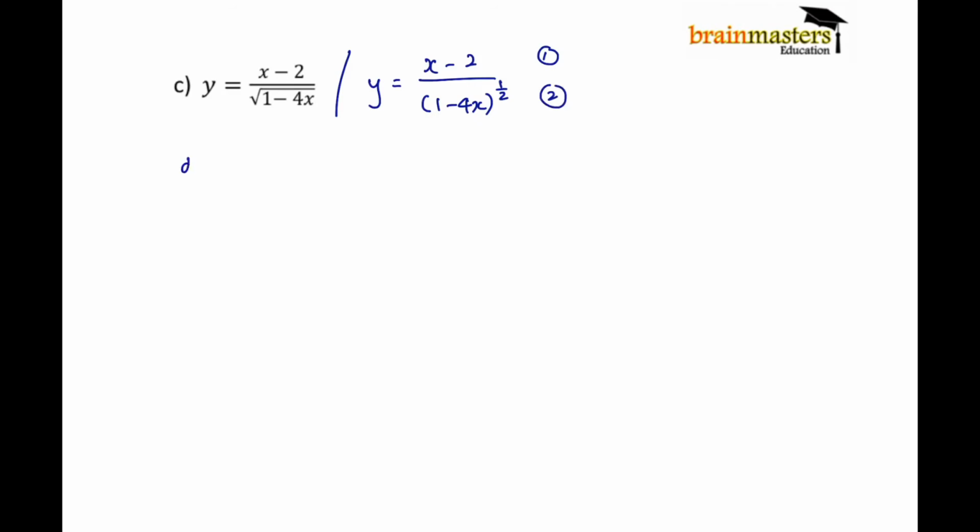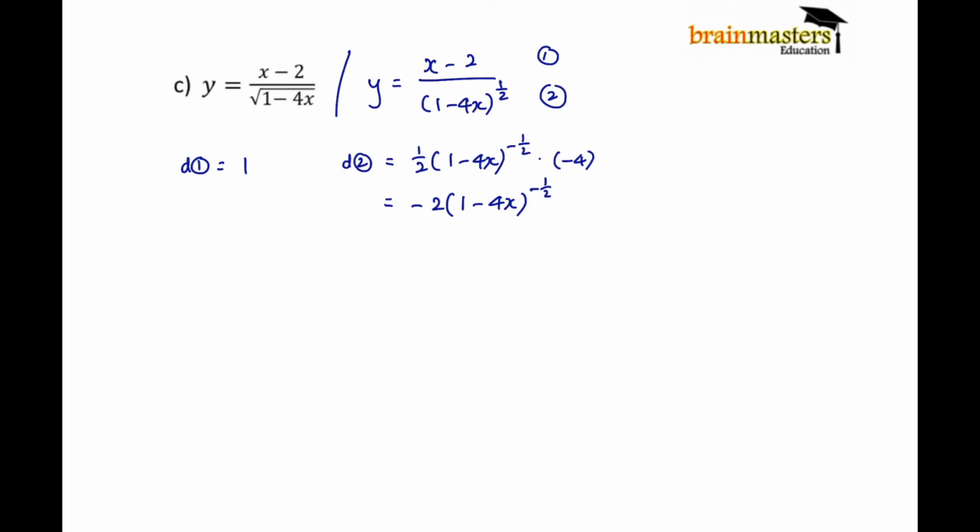So let's work out my d1. Differentiate the first, I'll have 1. Oh, that's easy. And differentiate 2: power bring down, power minus 1, multiply to the differentiate of the inside, which is negative 4. Hence, I just need to simplify my d2. That will give me negative 2, 1 minus 4x power negative half. So this is my d2.